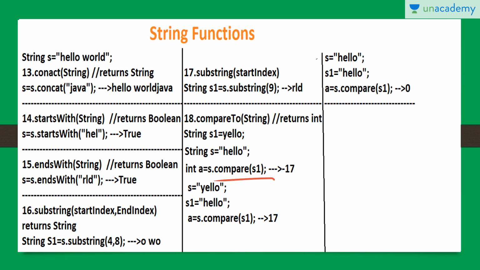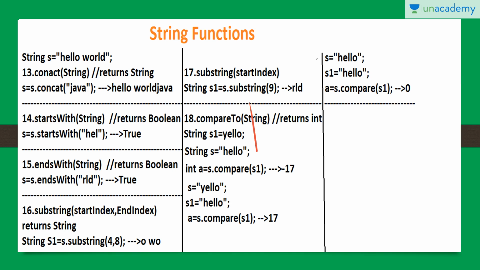Now how it actually works: it subtracts one character of one string from one character of the other string. If we have yellow and hello, first it will pick one character from one string, which is y, and one character from the other string, which is h. So it will subtract h minus y. It subtracts the ASCII values of both characters, so it will subtract the ASCII value of h minus the ASCII value of y.